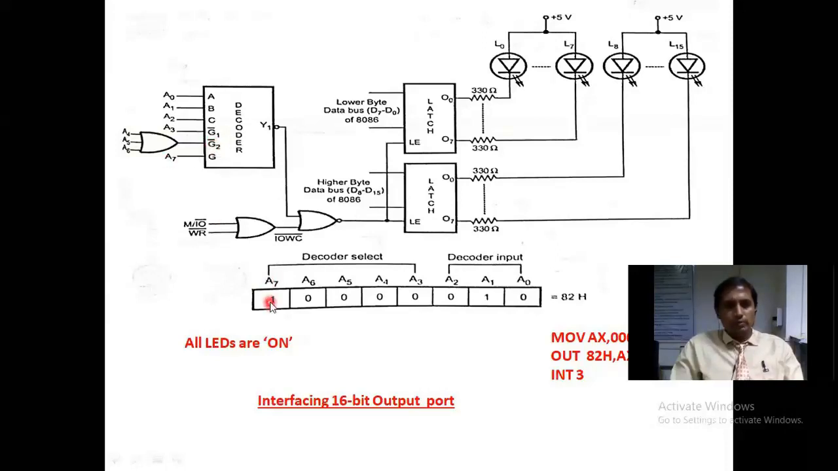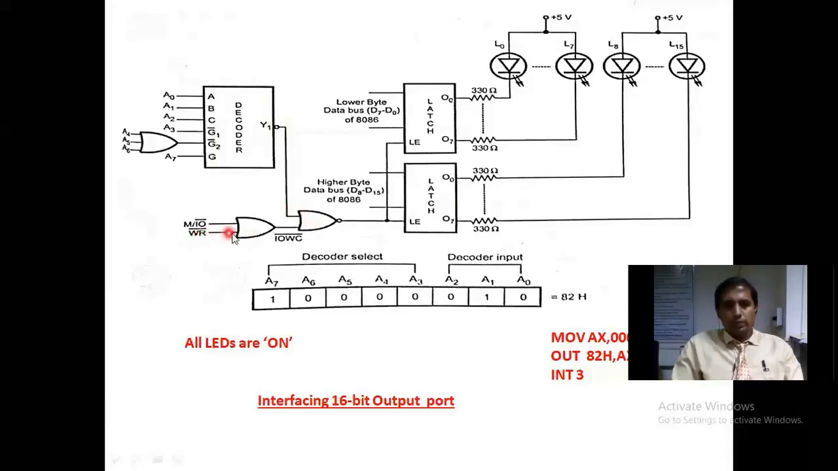So here A7 must be 1, and A6, A5, A4, A3 must be 0 for activating G1 bar and G2 bar. And A0, A1, A2 must be the combinations 0, 1, 0 for the first latch, and 0, 1, 1 for the next latch. Like that, we get 82H as the address of this latch and 83H as the address of the other latch. After activating these three pins, what happens? The decoder output Y0 to Y7 must be enabled. Enabled means zeros, remember. That output will be given as one input to the NOR.